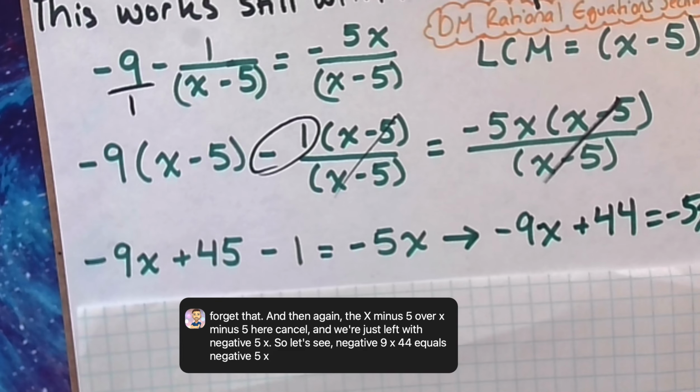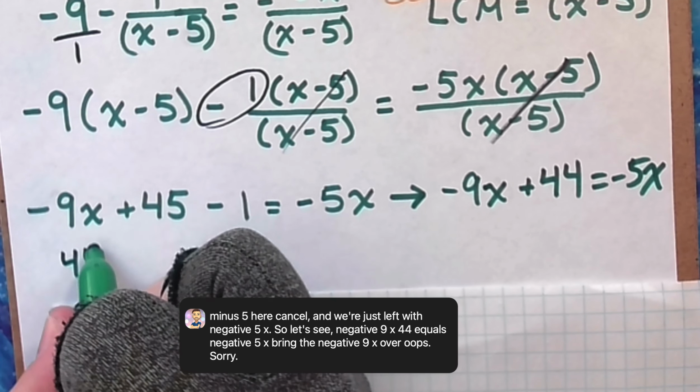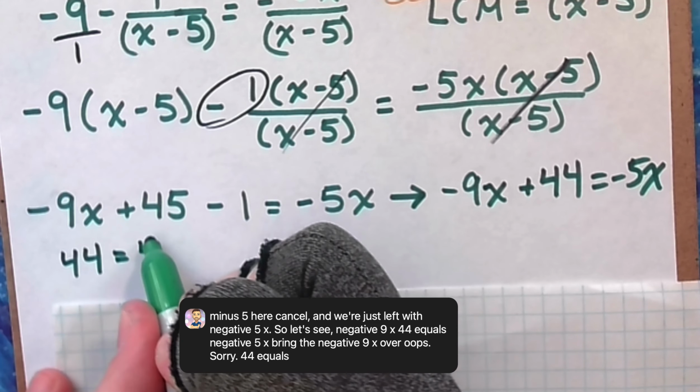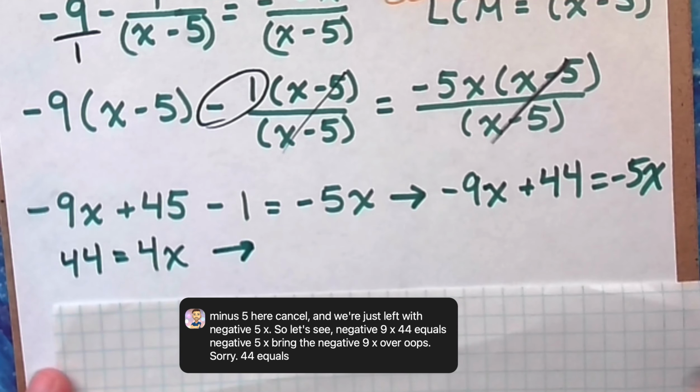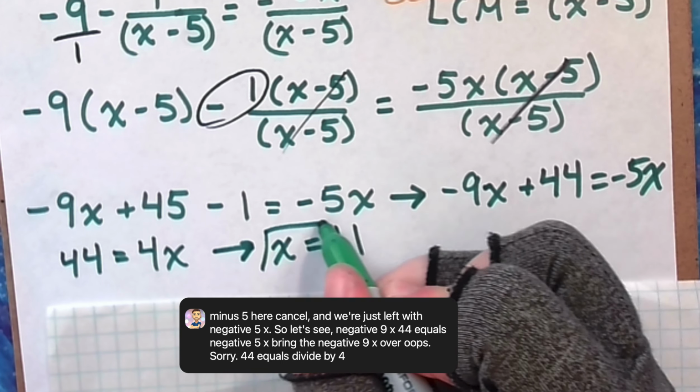Bring the negative 9x over. Oops, sorry. 44 equals 4x. Divide by 4. x equals 11.